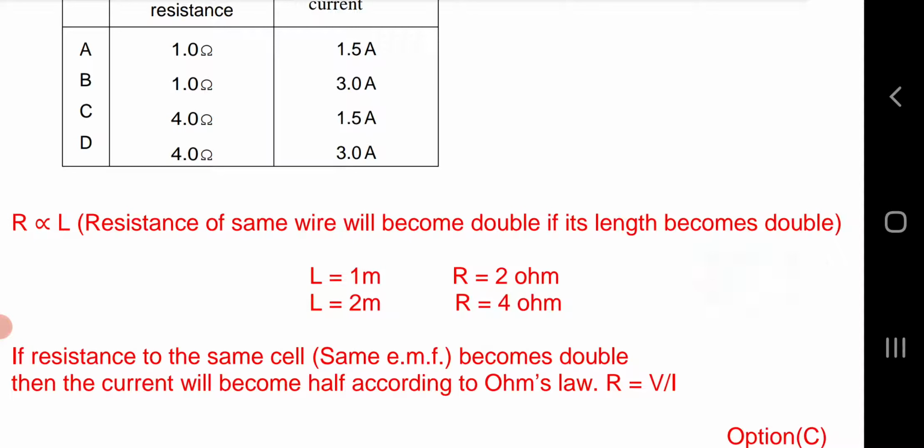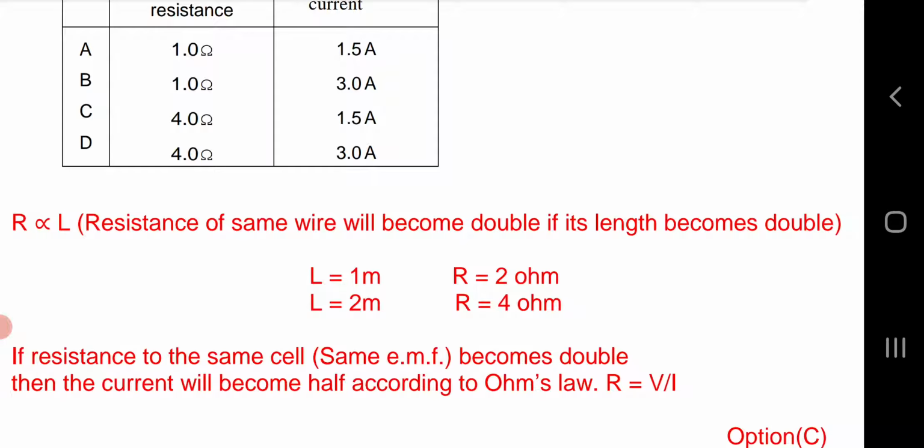So it is option C. As resistance is proportional to length, the resistance of the same wire will become double if its length becomes double. So if L is equal to 1 meter and R is equal to 2 ohm, then if L becomes 2 meter, R will become 4 ohms.